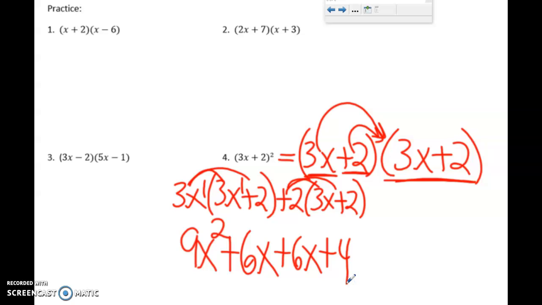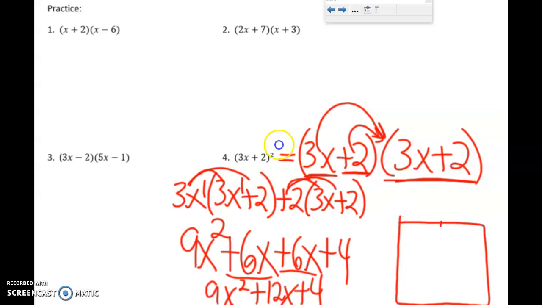Once we get to this point, you always want to check to make sure, do you have like terms? So take a look right here. Yes, we do. 9x squared plus 6x plus 6x, 12x plus 4. Okay? So that's the double distribution method. I'll go through the box method real quick and we'll be done. So, box method.